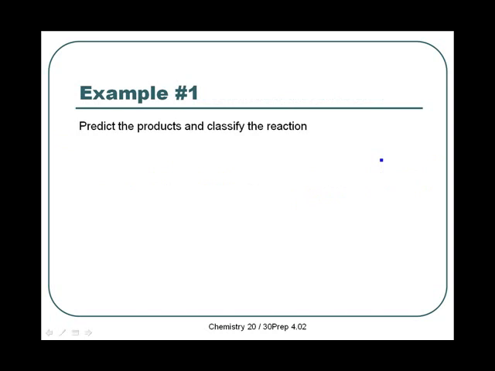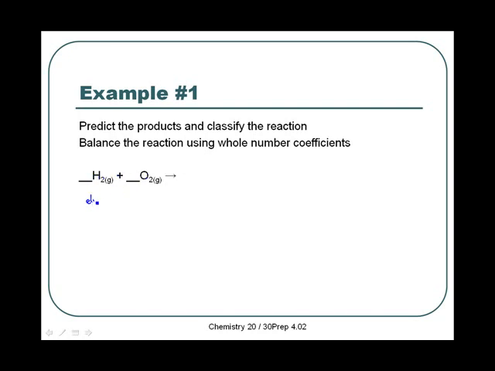So let's look at some examples. The first one, we're going to predict the products and classify the reaction, and then we're going to balance it using whole number coefficients. So the first reaction here we have hydrogen and oxygen, and this would be an element plus an element. And so the one type of reaction we know that involves just elements would be a formation reaction. And formation reactions go to form compounds. So H2 and O2 go to form H2O.